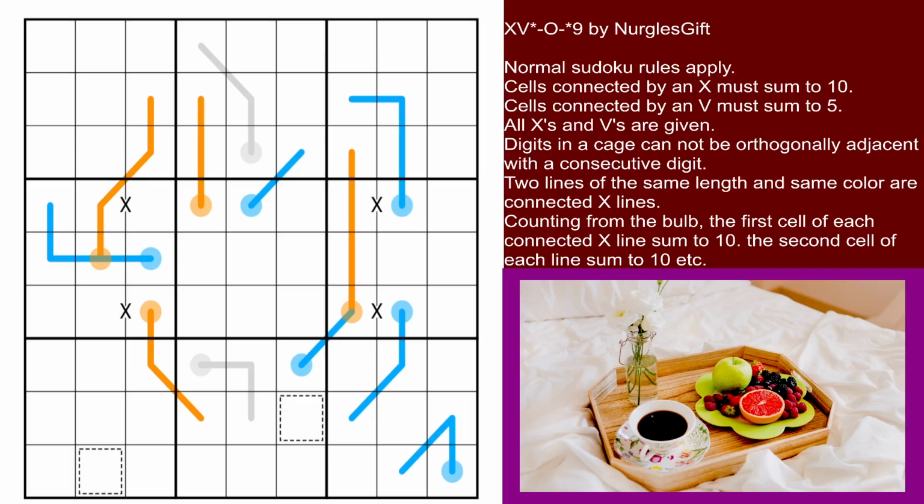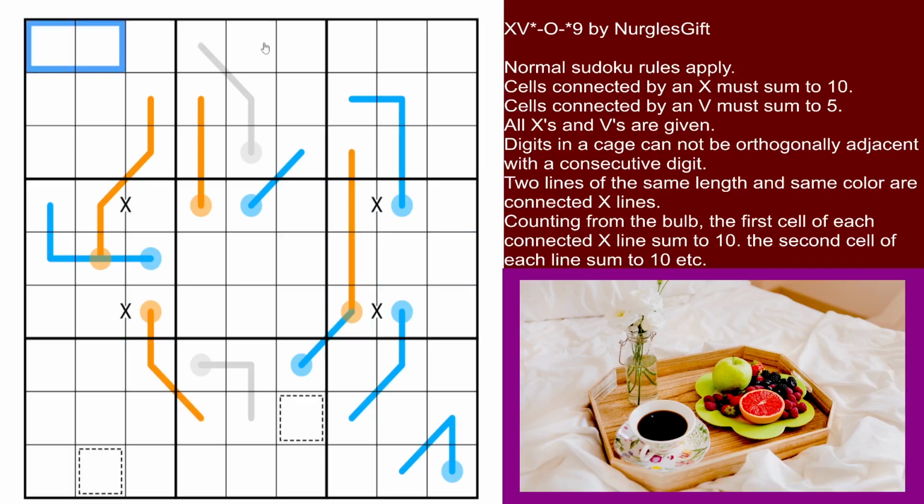Normally NuglesGift puzzles are around negative XV constants. So here also there is a negative XV constant on that, but there are lines here. I don't know what those are. So let's read the rules also.